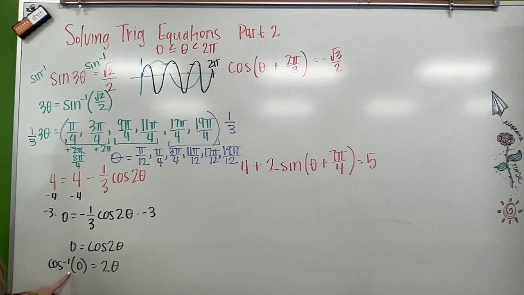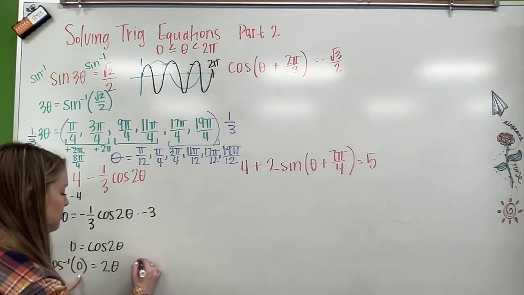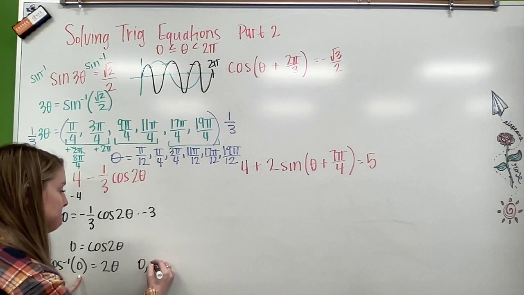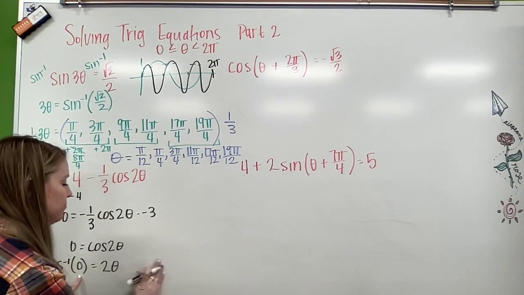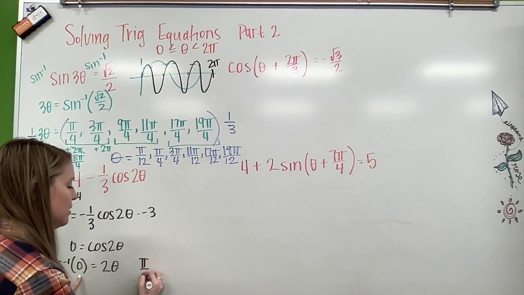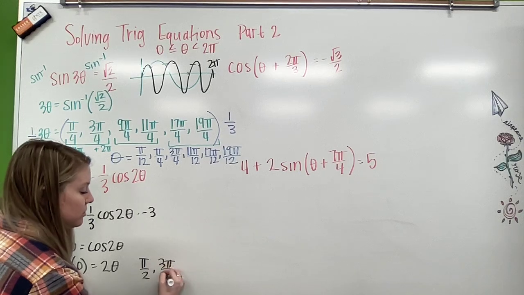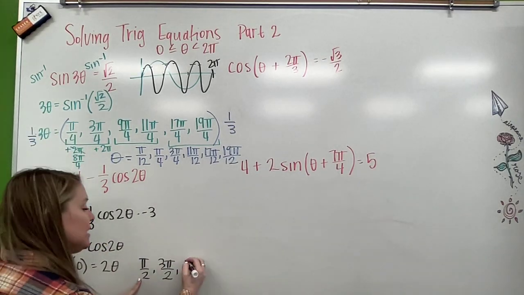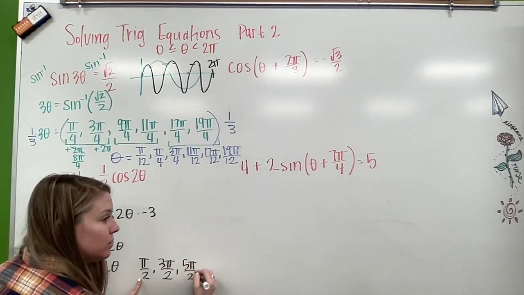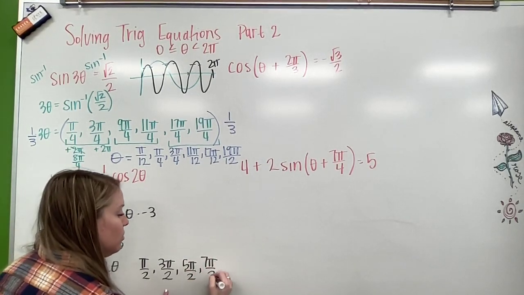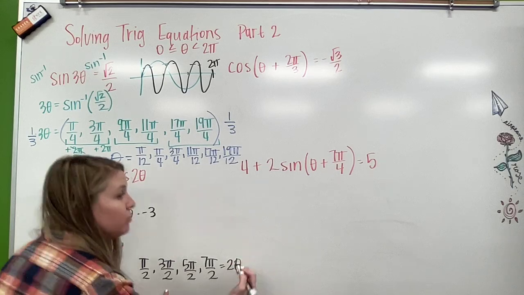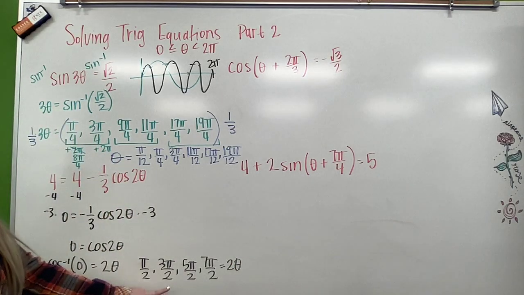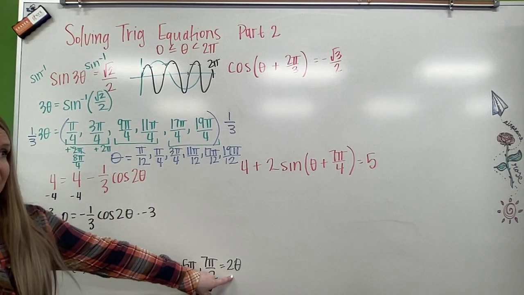So cosine at 0, that's going to be 0. No, it's not. That's pi over 2 and 3 pi over 2. So I'm going to go again. I'm going to add 4 pi, so this would be 5 pi over 2 and 7 pi over 2 equals 2 theta. Okay? So then I'm going to isolate that theta.